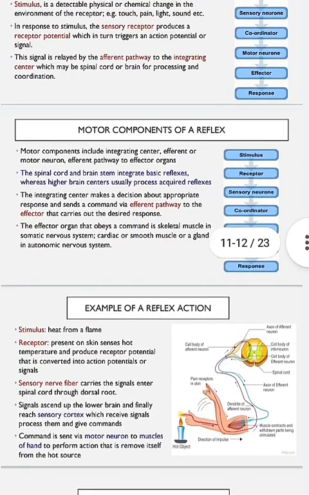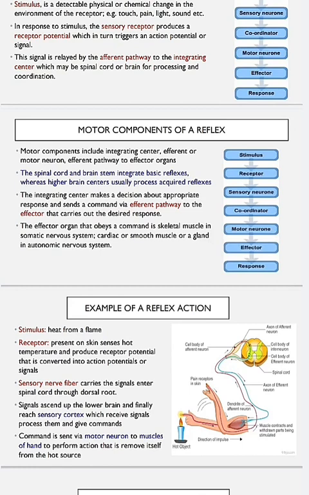Example of a reflex action. Stimulus: heat from a flame. A receptor present on the skin senses hot temperature and produces a receptor potential that is converted into action potentials or signal. A sensory nerve fiber carries the signal and enters the spinal cord through the dorsal root. Signals ascend up the lower brain and finally reach the sensory cortex, which receives the signal, processes it, and gives a command.